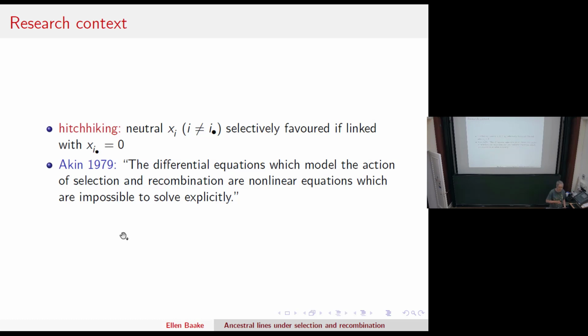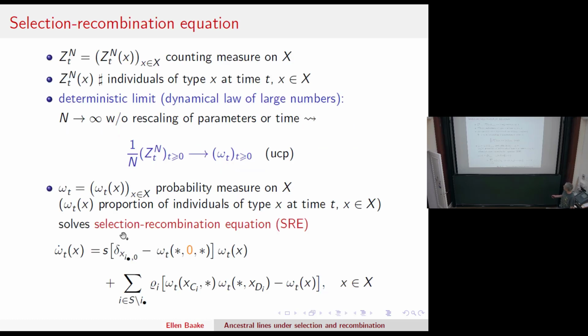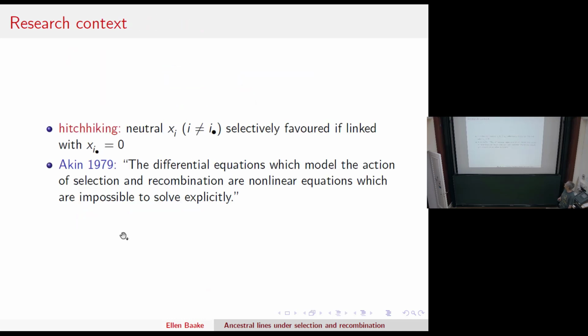There is a monograph by Ethan Aiken on the geometry of population genetics, and the very first sentence in the book reads, "The differential equations which model the action of selection and recombination are nonlinear equations which are impossible to solve explicitly." So the nonlinearity, of course, comes from that product here. And here we also have products, so that is indeed true.